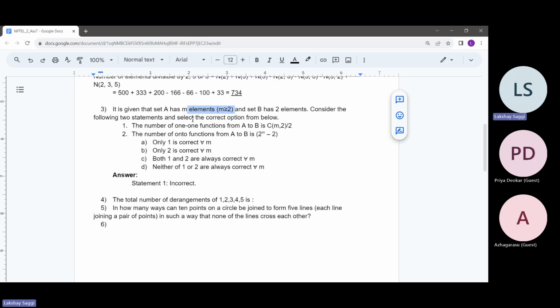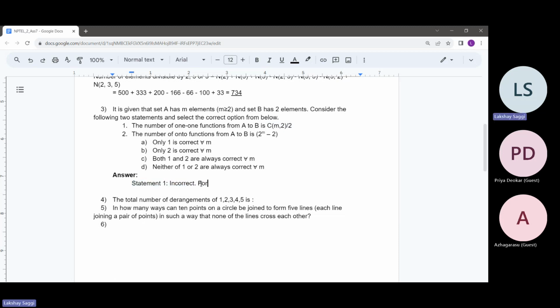Since we want to find out whether this statement is correct for all m or not, let's say even if m was only equal to 3, in that case also A has 3 elements, but B only has 2 elements. So B has fewer elements than A, so there cannot exist any one-one function from A to B. So the answer should be 0 in that case. But statement 1 is saying that it should be something like m choose 2 divided by 2, which is incorrect. So that's why this statement is incorrect.